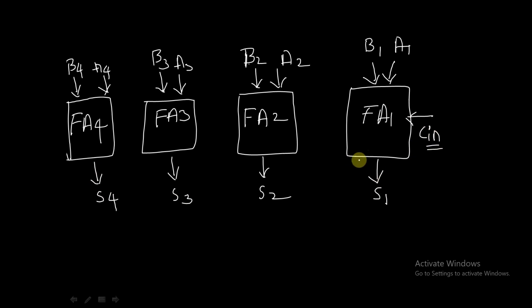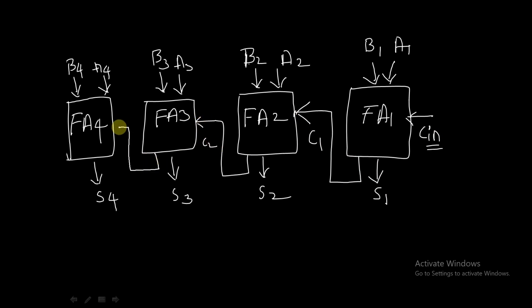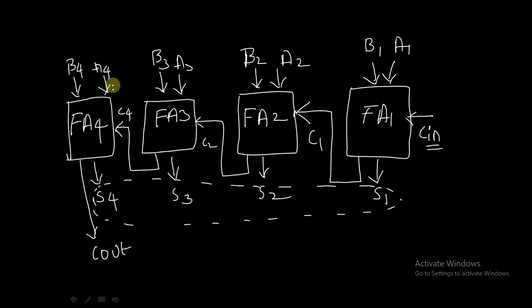The carry C1 generated by full adder 1 is given to full adder 2, C2 is given to full adder 3, and C3 is given to full adder 4. This is the output carry generated from this circuit, Cout. The 4 bits of sum constitute the 4-bit output result. A4, A3, A2, A1 are our 4 bits, and B1, B2, B3, B4 are another 4 bits.